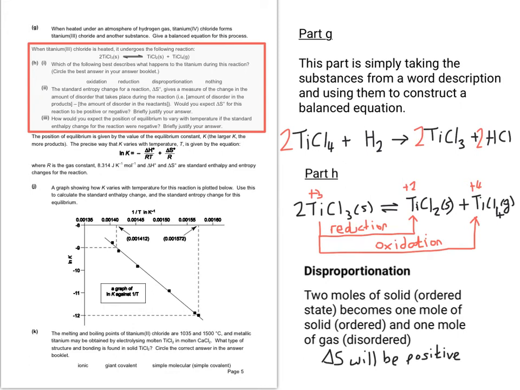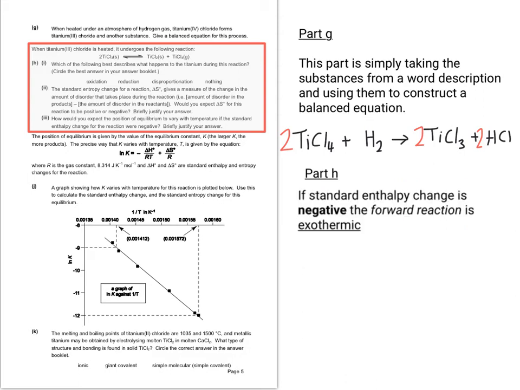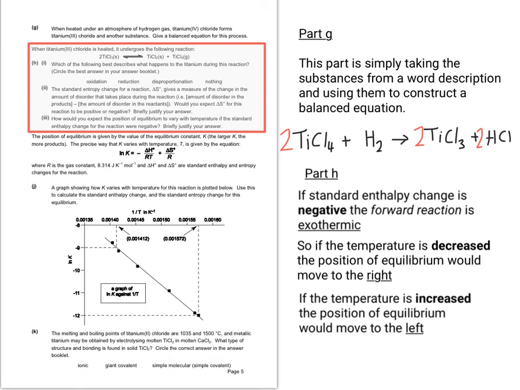The next part of part H asks you to think about the position of equilibrium if the standard enthalpy change of the reaction were negative. So if the standard enthalpy change of the reaction was negative, the forward reaction is going to be exothermic, meaning that if the temperature is decreased, the position of equilibrium would move to the right. If the temperature increased, the position of equilibrium would move to the left. So all you're doing really is applying Le Chatelier's principle.